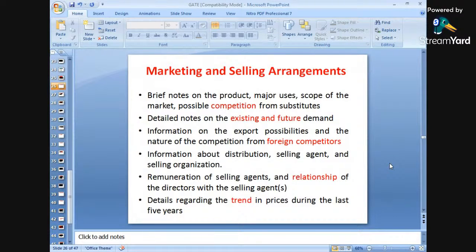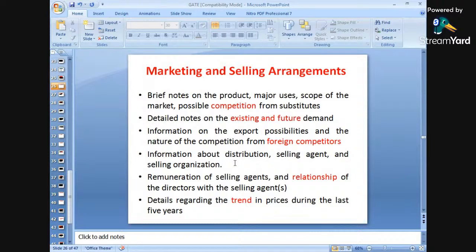Take detailed notes on the existing and the future demand. What is the existing demand and what is the future demand? Okay, nowadays, what is the requirement related with a particular type of project? Existing concerns will also be taken care of, and what is the future demand? So, detailed notes on the existing and the future demand.